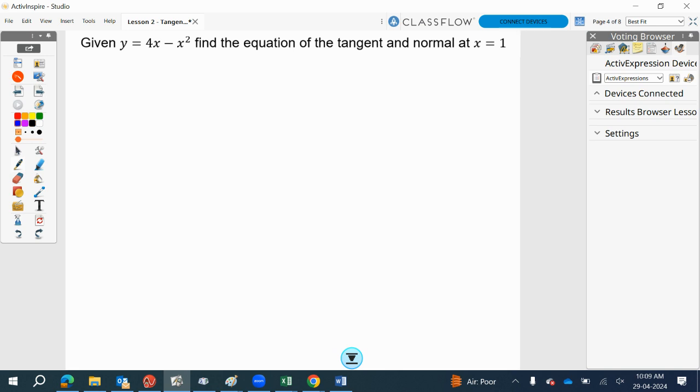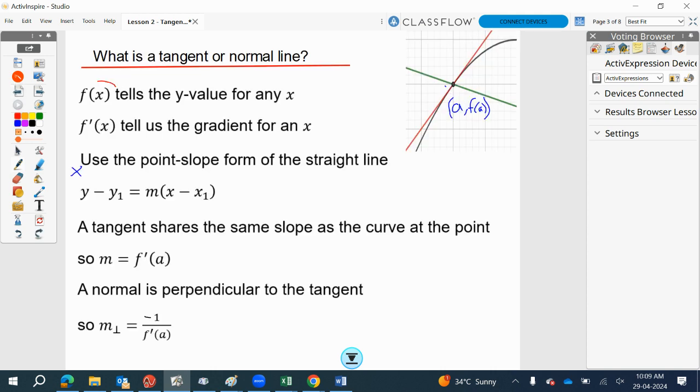So we want to find y1. This is given with the function, so we have 4 times 1 minus 1 squared. What will that give us? That would give us 4 minus 1, which is 3. So y1 would be given by the original function. Here, I'm using this to find that.